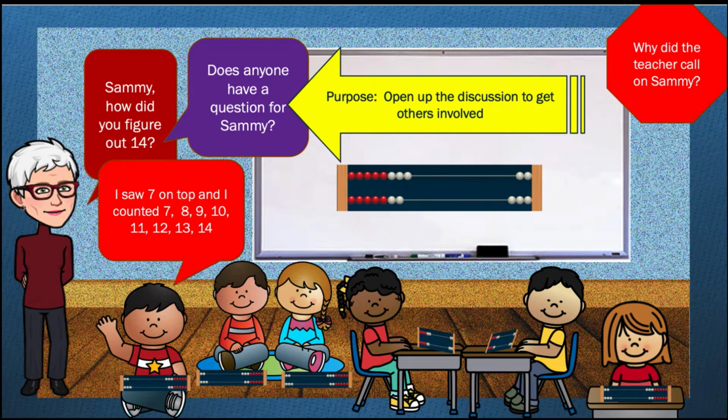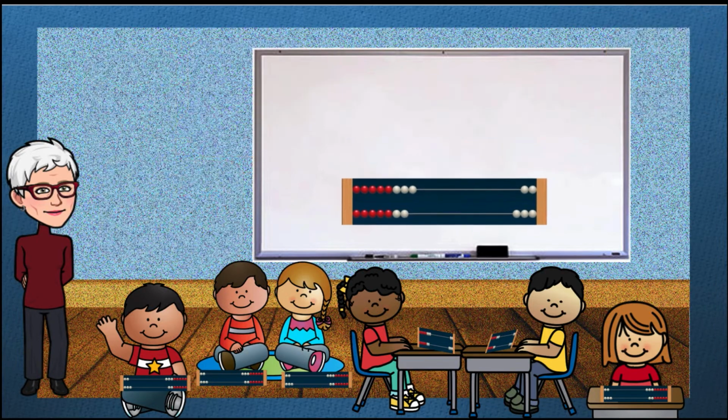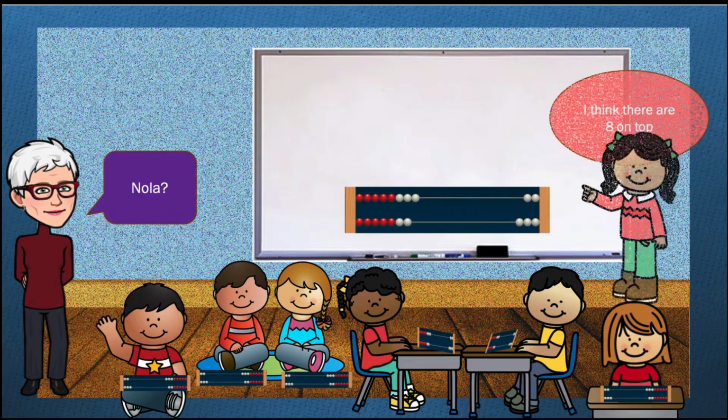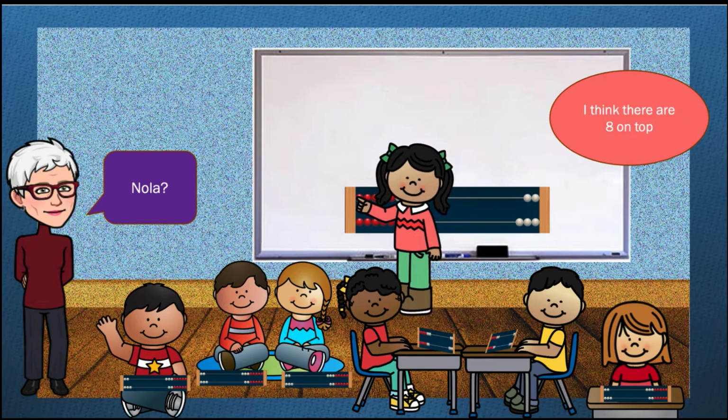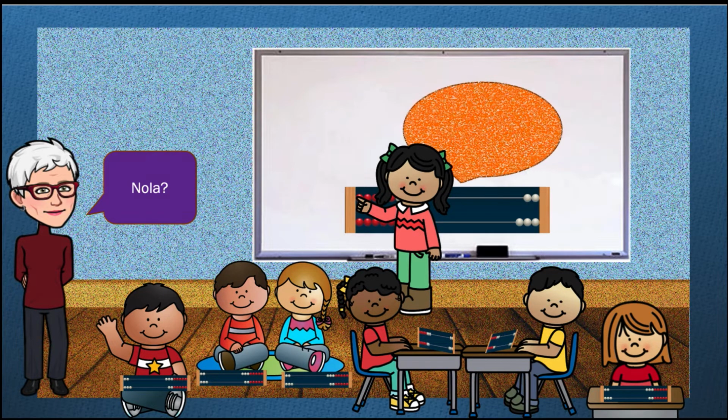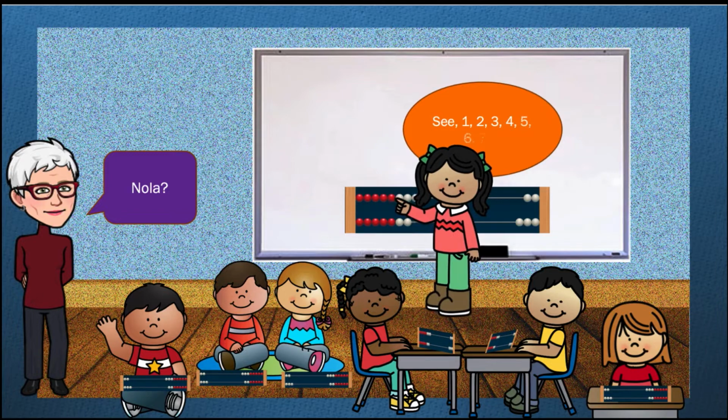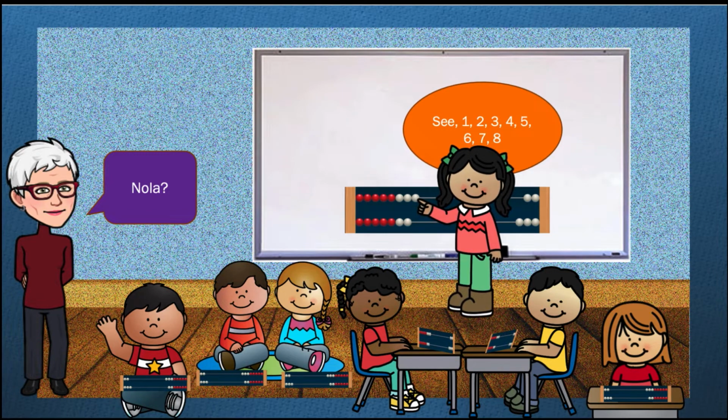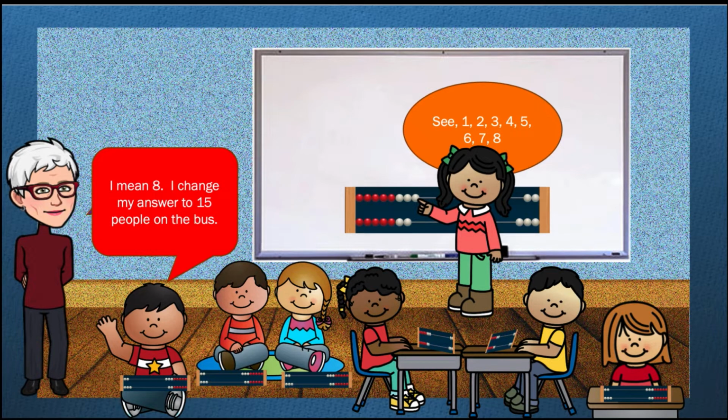Let's see what happened. Another student, Nola, said, "I think there are 8 on top." She then went up to the front of the room to use the teacher's rack, which was projected on the screen for everyone to see, to show Sammy and the class that there are 8 on top. "See, 1, 2, 3, 4, 5, 6, 7, 8," and she touches the beads one by one as she counts. Sammy recounted the beads and said, "I mean 8. I changed my answer to 15 people on the bus."